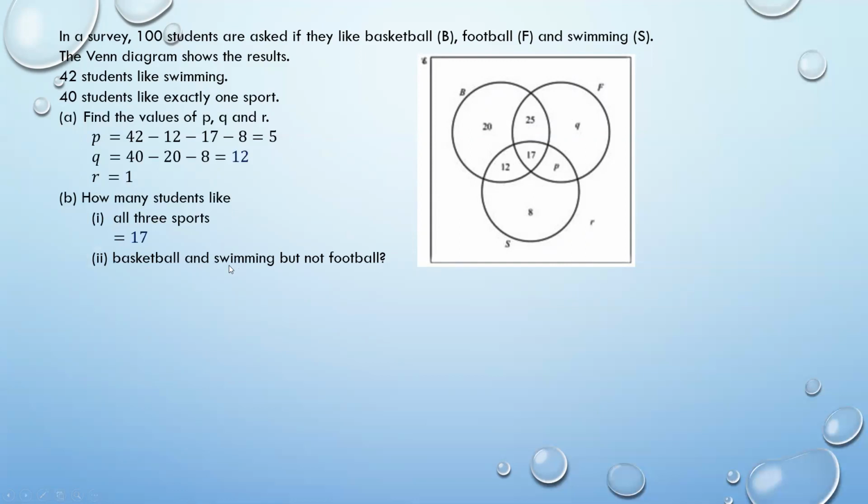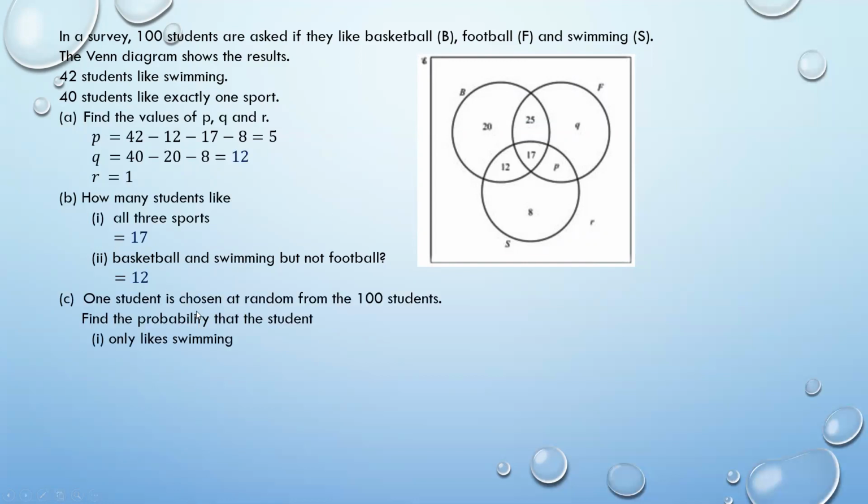The second one, basketball and swimming. Basketball and swimming means the intersection between B and S, right? These 2 but not football. It says not football. That means I don't want 17. It must be only 12. Okay, understand? Basketball and swimming means the intersection of these 2, but the question said not football, so I don't want this 17. I only need 12. Okay, this is the answer.